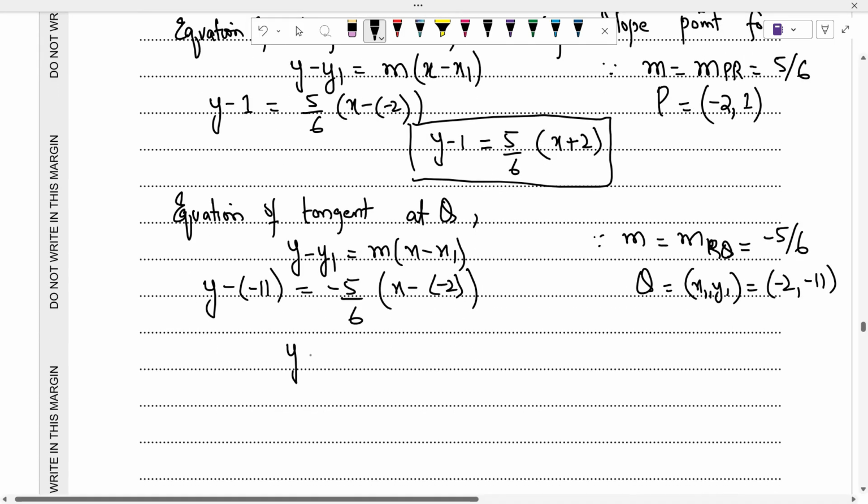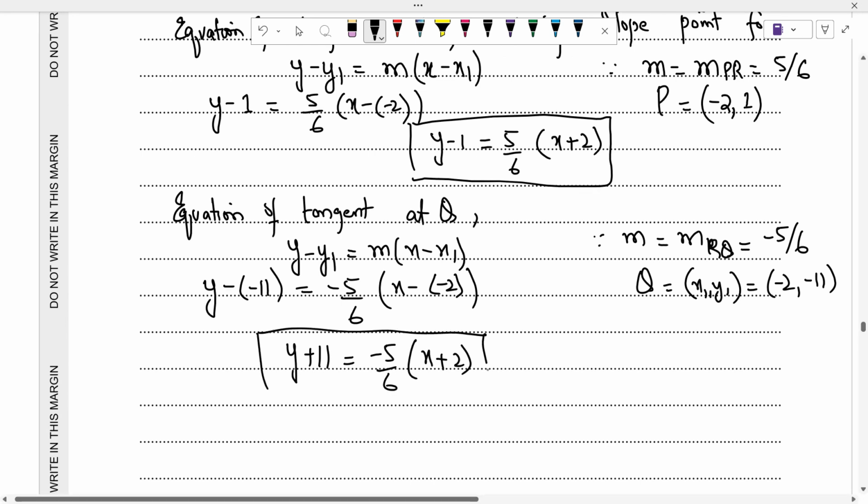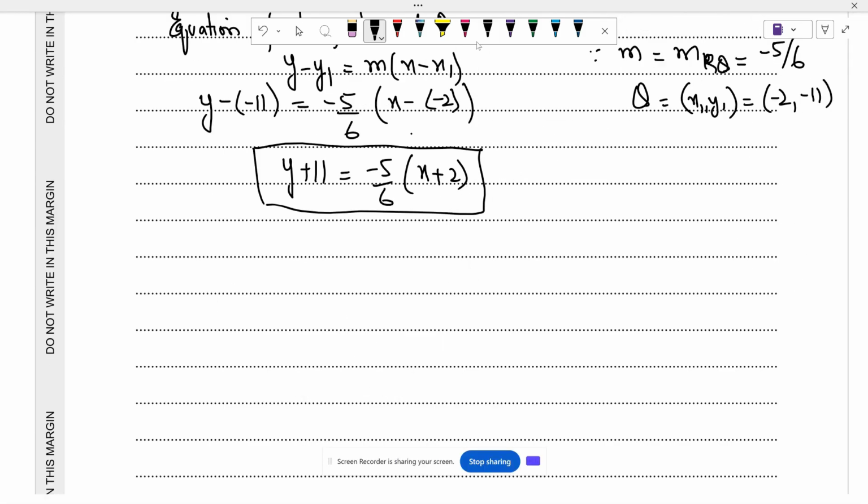So we can say that y plus 11 equals negative 5 over 6 times (x plus 2). So this is the equation of the tangent at Q. Okay, now we discuss again.